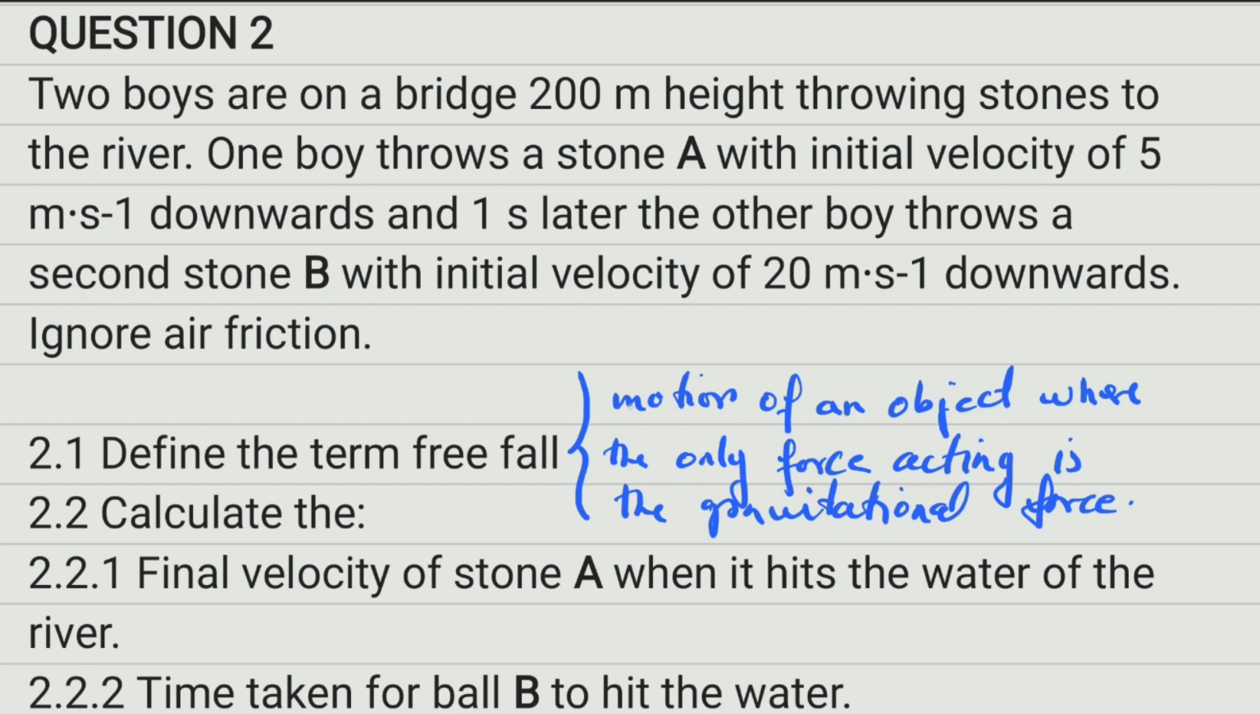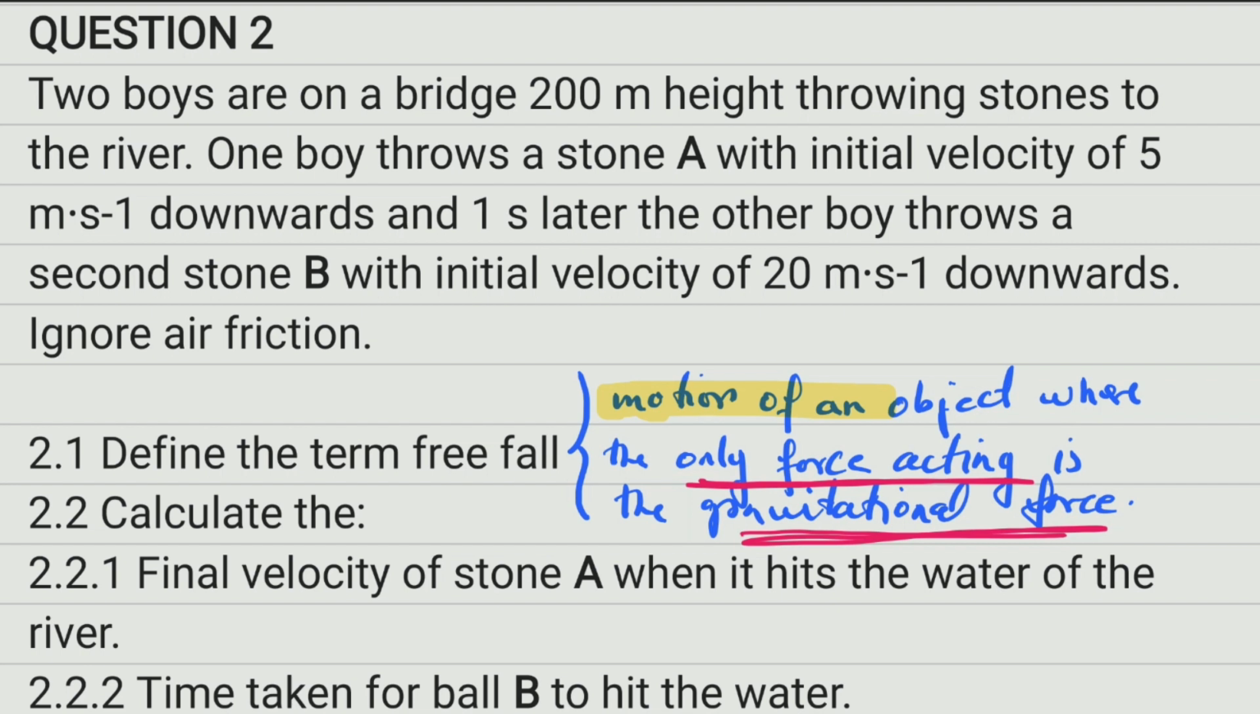Free fall is the motion of an object with the only force, and that is a very important part here, the only force acting being the gravitational force. Gravitational force is the only force acting on the object.